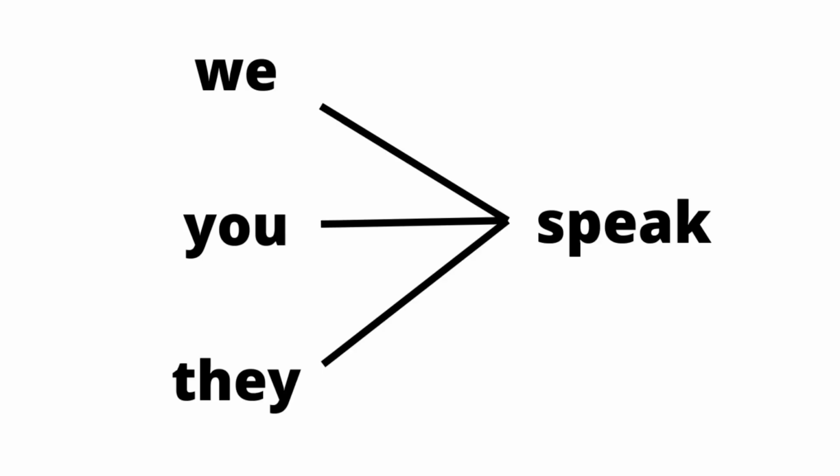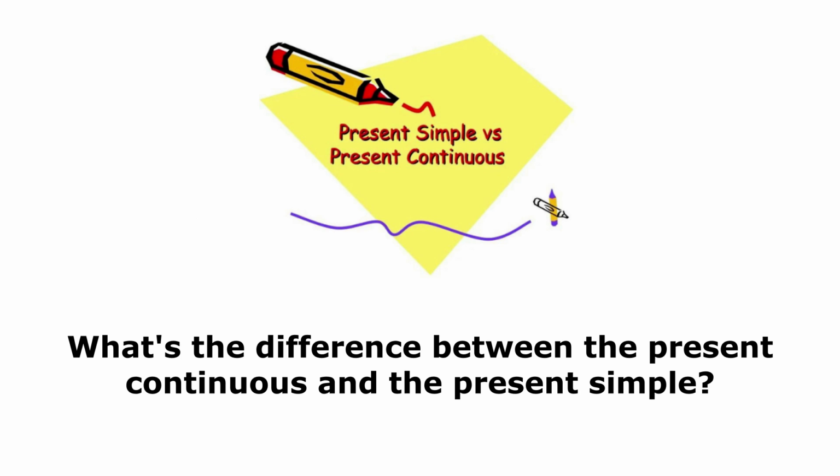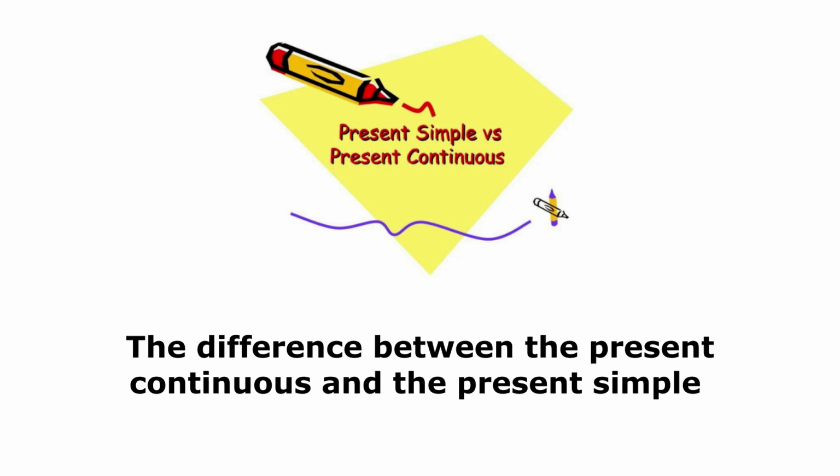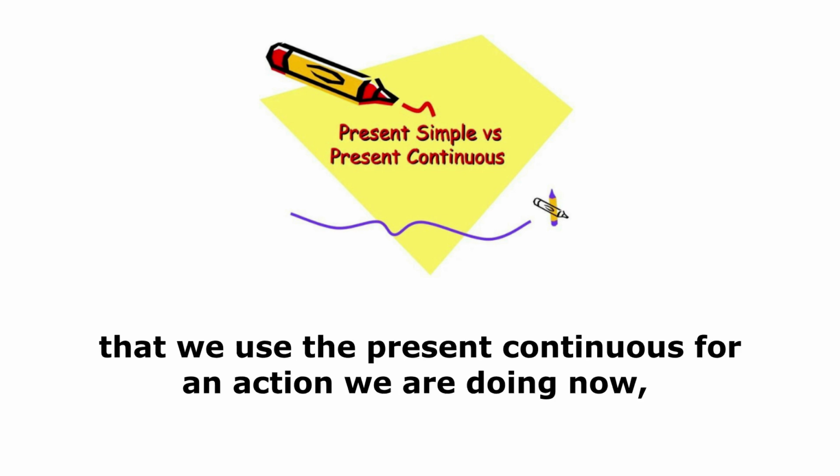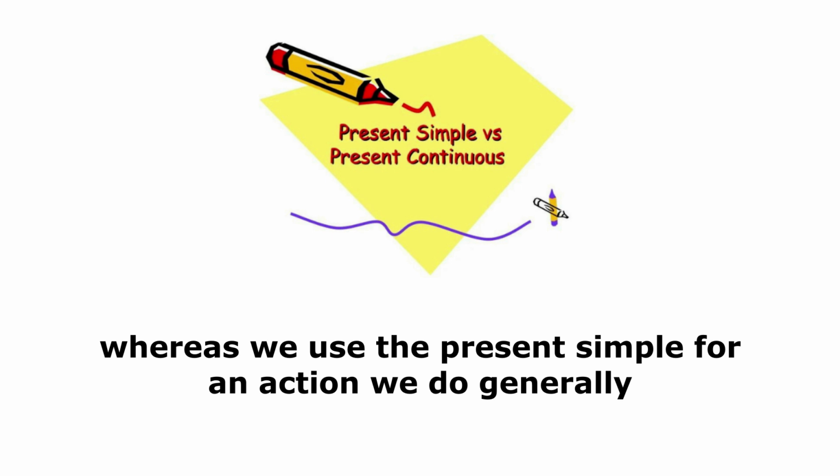We, you, they speak. What's the difference between the present continuous and the present simple? The difference between the present continuous and the present simple is that we use the present continuous for an action we are doing now, whereas we use the present simple for an action we do generally.